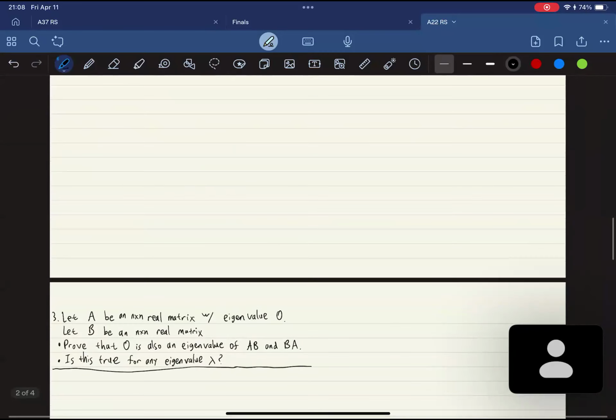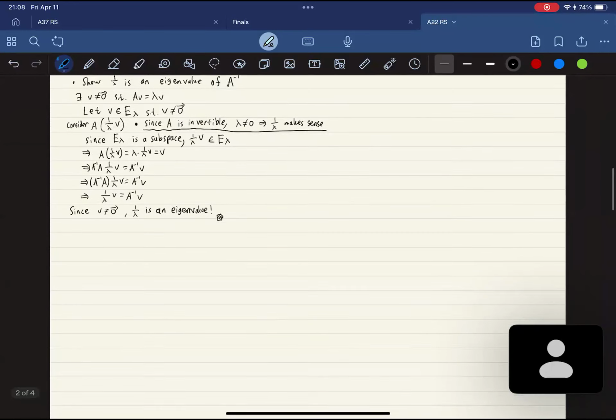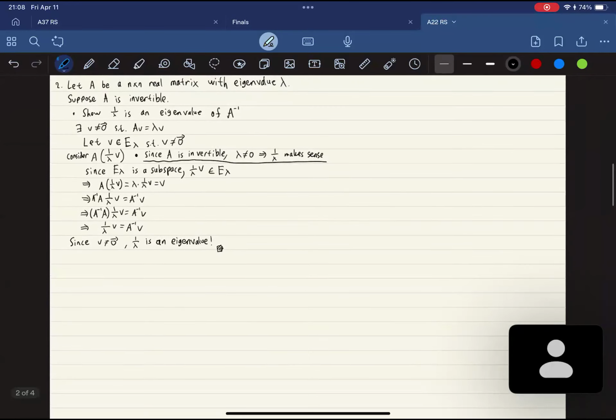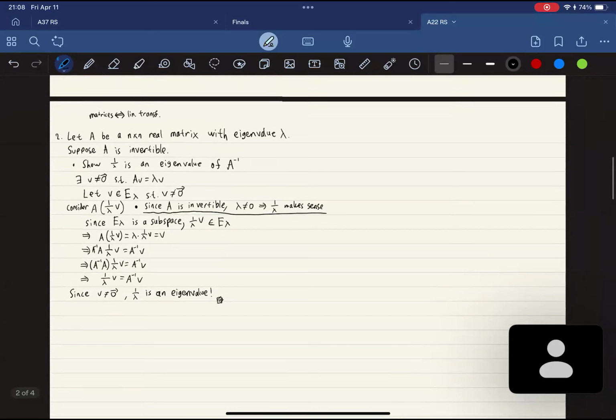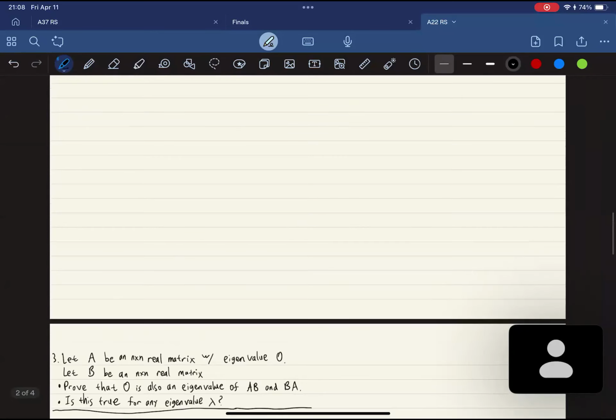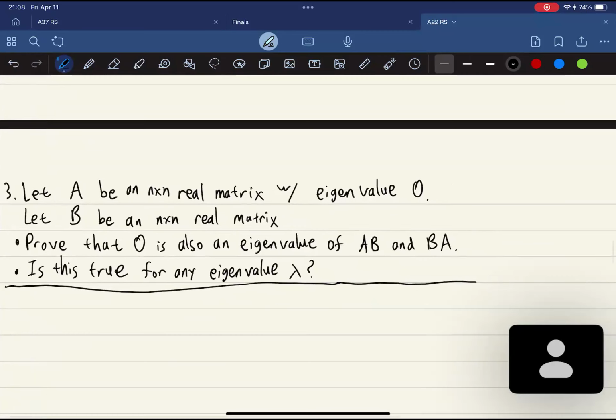How does it? Are you talking about the previous question? Yeah, the previous question 0 is not an eigenvalue. Here it is. Okay, yeah.